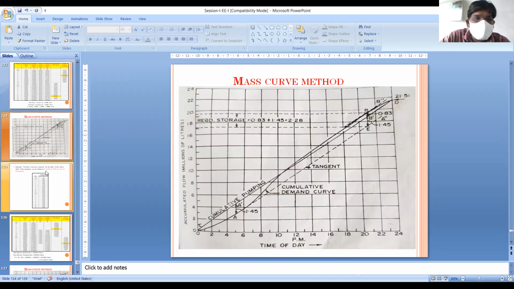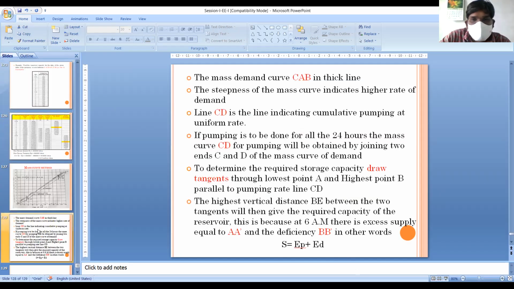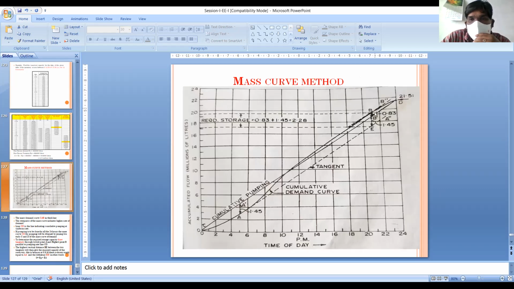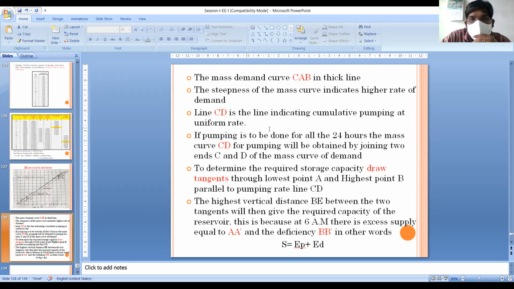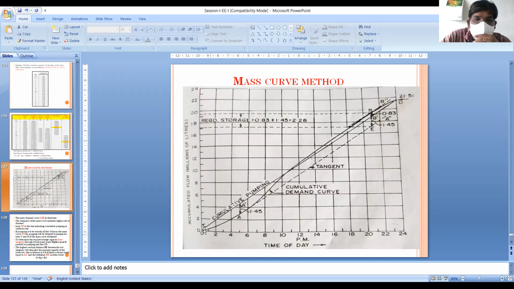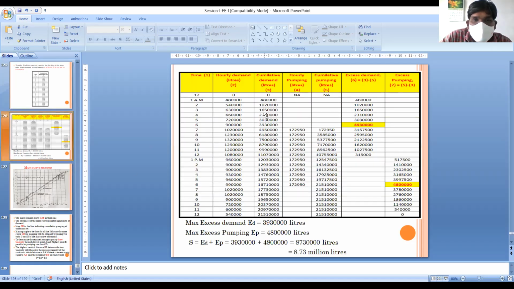This is about the mass curve. The same thing I wrote here: the steepness of the mass curve indicates a high rate of demand. See here, this is the steepness. The next point is that the line CD is the line indicating cumulative pumping at a uniform rate. Here the water is flowing off because the required amount is only this. See here, at 5 o'clock, required is only cumulative pumping.